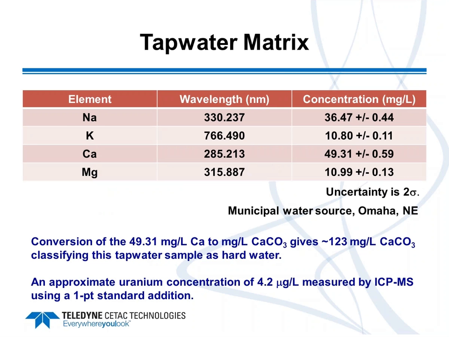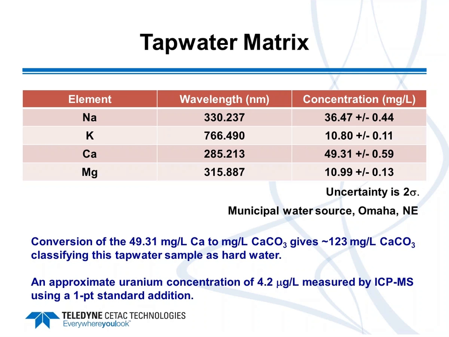The calcium level was measured at around 50 ppm, or 49.3, and upon conversion to calcium carbonate, that gave us a calcium carbonate concentration of about 125 milligrams per liter. This, if you coupled it with the magnesium carbonate, would classify this tap water more as a hard water sample. Not a very hard water sample, but as hard water.